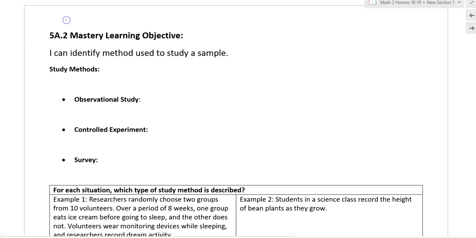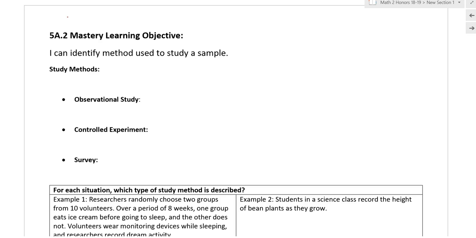Today we're looking at 5A.2. As I promised, this video will be much shorter. We only have 3 more vocab words to look at. So I can identify methods, I should say, used to study a sample. So we have 3 different methods that study a sample.